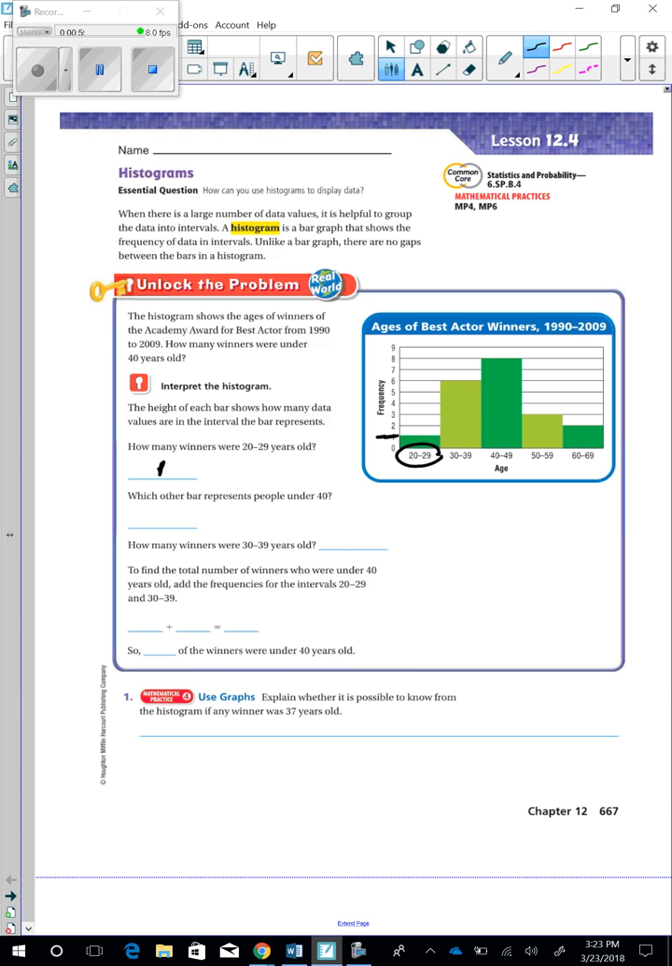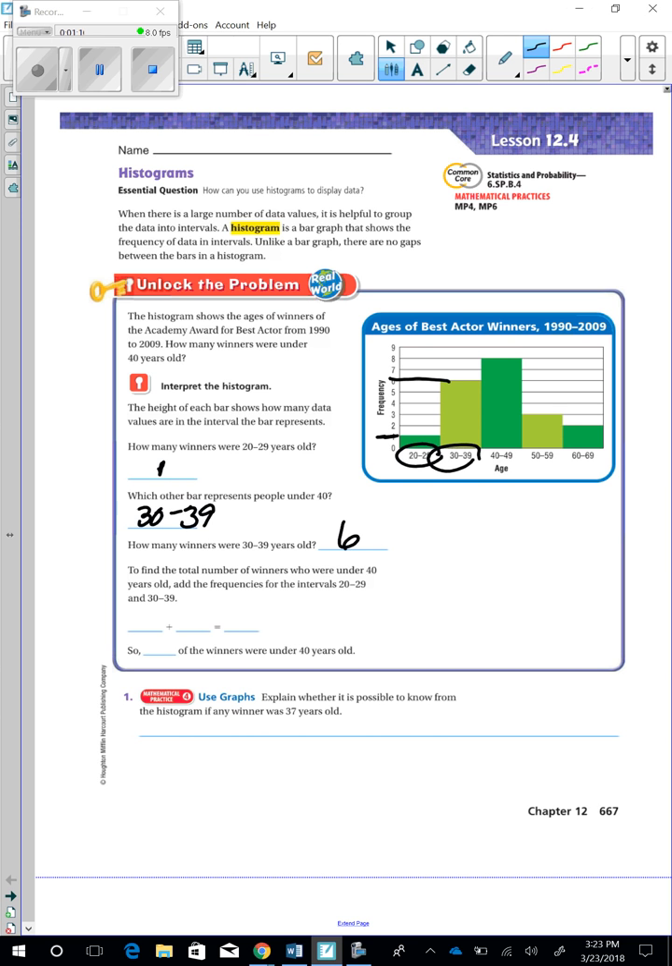Which other bar represents people under 40? Under 40. So it would be the age group that's 30 to 39 years old. How many winners were 30 to 39 years old? So we look over here at the top, and there are 6.